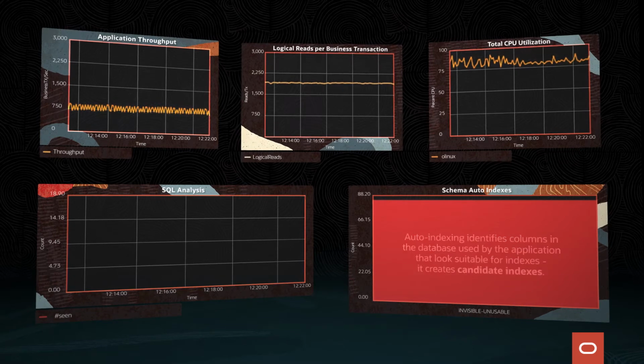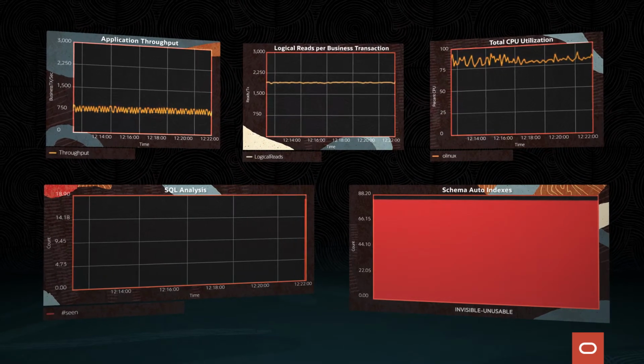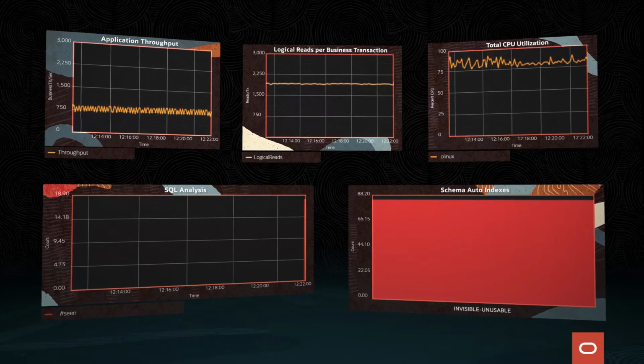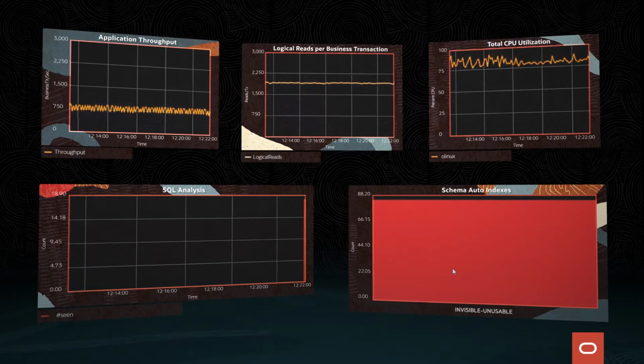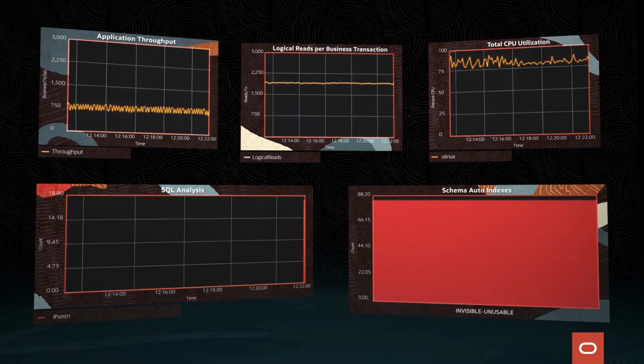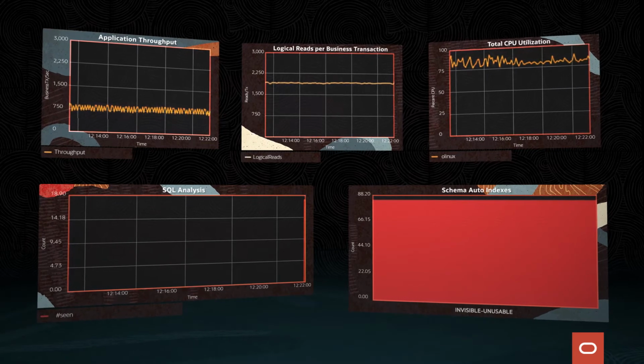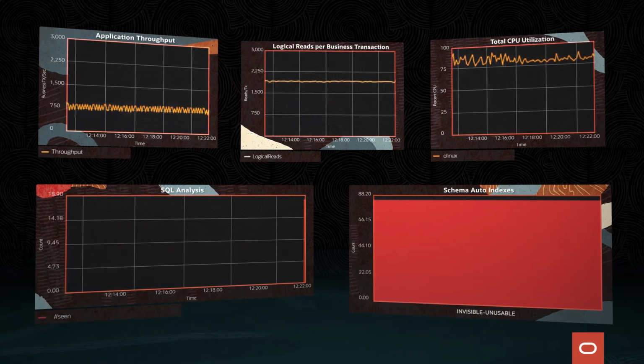It creates those candidate indexes as invisible, unusable, which means they are purely metadata right now. So that means that the application can't see them, the application can't use them. However, we are able to use the optimizer to test SQL statements that the application is using to see whether the optimizer thinks those indexes might be usable.